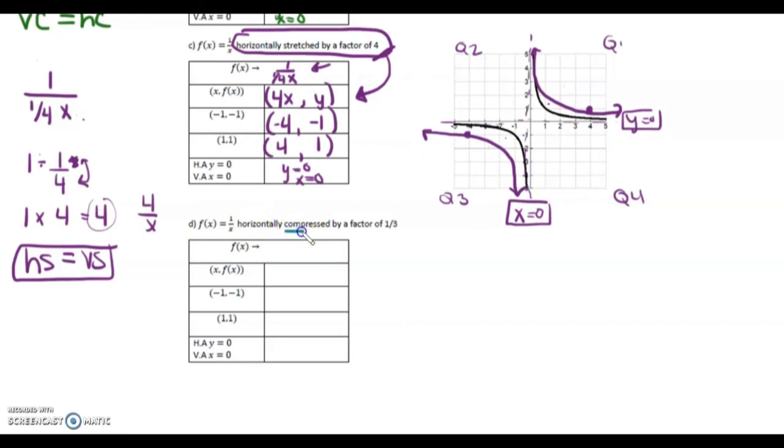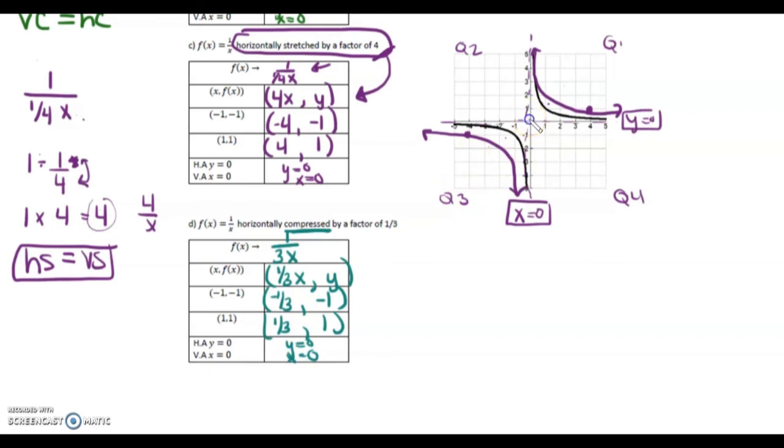Okay, now horizontally compressed. So again, in the equation is the only thing that looks backwards. So if it's horizontally compressed, it's going to look like it's going to stretch. So 1 over 3x. But every x is going to be compressed, so multiply them by a third. The y's are going to stay the same. So write out all the y's. Now compress every single x. So we have negative a third and a third. And the vertical and horizontal asymptotes don't change.